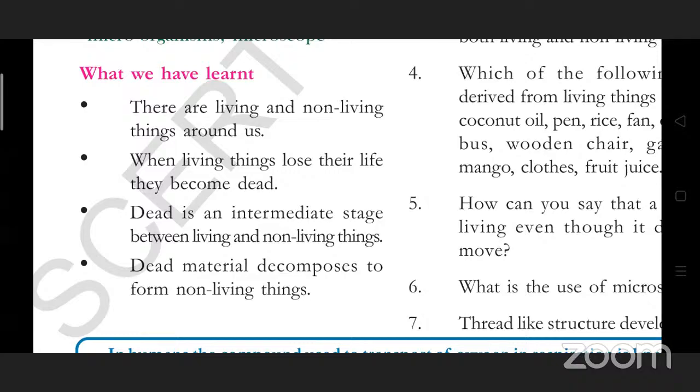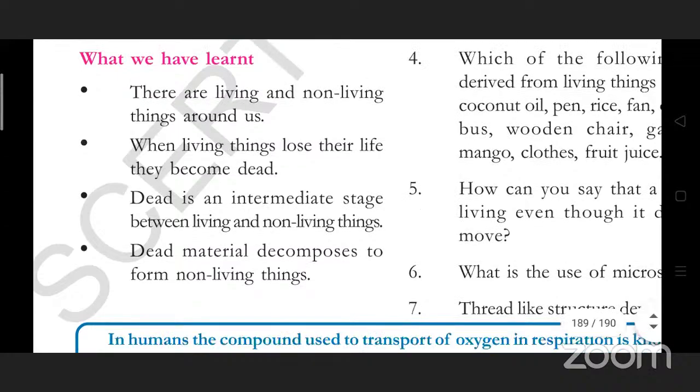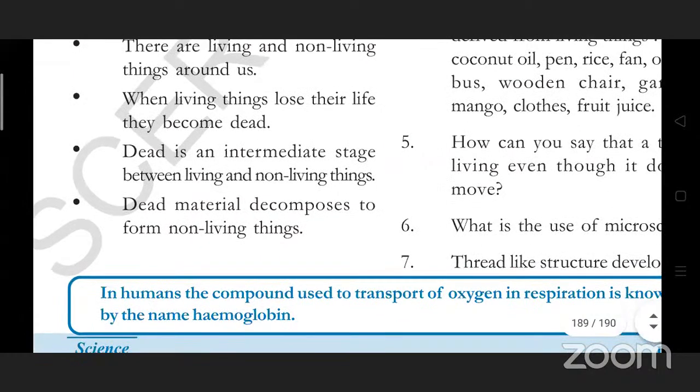Children, once again we can revise the topics we learnt through living and non-living things. First, there are living and non-living things around us. When living things lose their life, they become dead. Dead is an intermediate state between living and non-living things. Dead material decomposes to form non-living things.